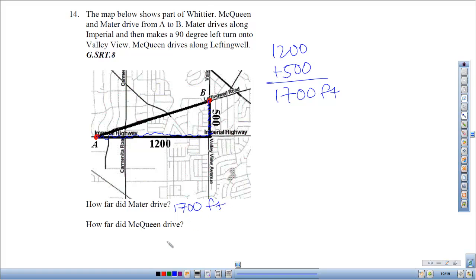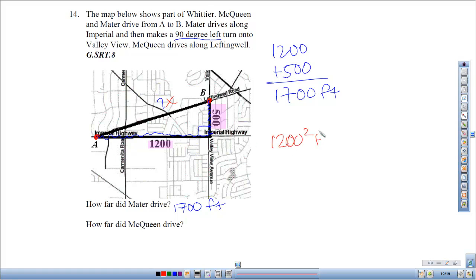How far did McQueen drive? Well, they didn't tell us that, so maybe here's where that 90-degree left turn, this is a right angle. Do you notice that this is a right triangle where we know two sides? If you know two sides and you want to find the third side, wouldn't that be the Pythagorean theorem? It's always the Pythagorean theorem. What is this side that's missing? We'll call it x. Is that a leg or a hypotenuse? That is a hypotenuse.